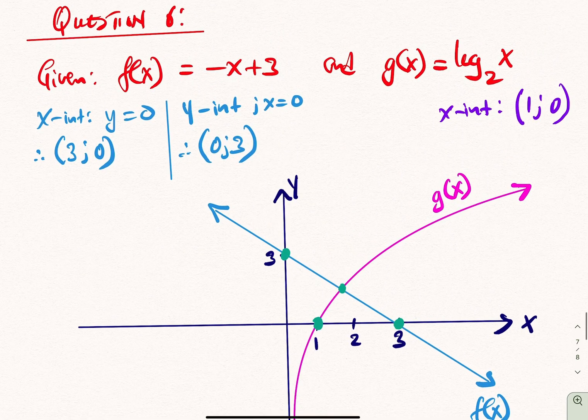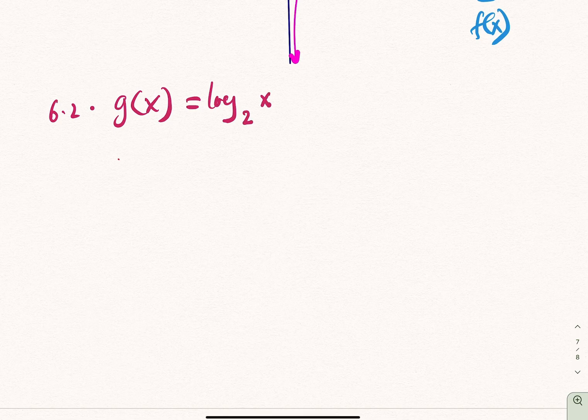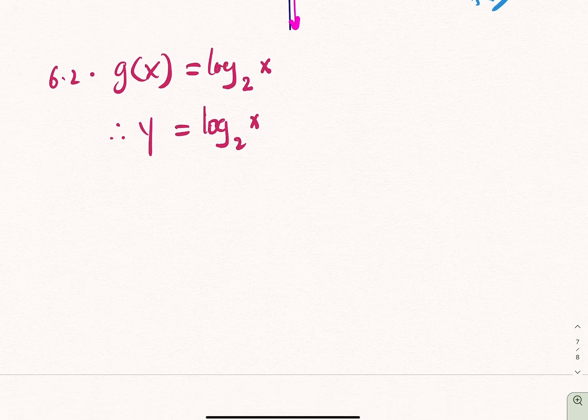So this was question 6.1. And then 6.2, they want the inverse of g. But remember that g was given by log of base 2 of x. I said to you that this g is primarily like a y. It's the same as y equals log base 2 of x. I hope that you know. So you just need to get the inverse.